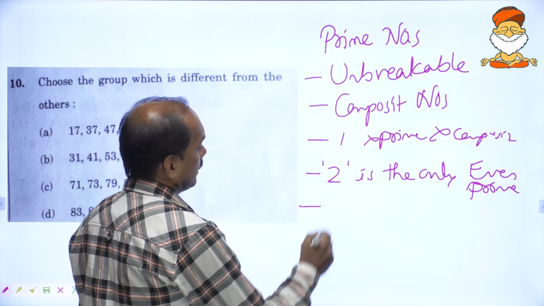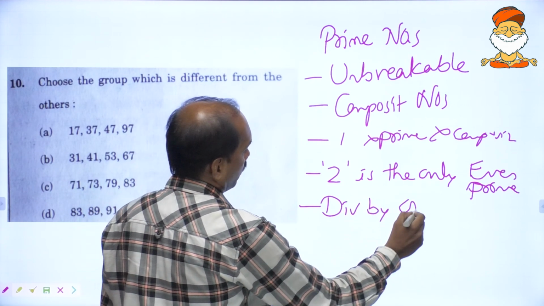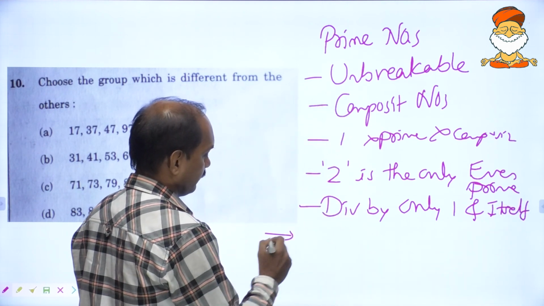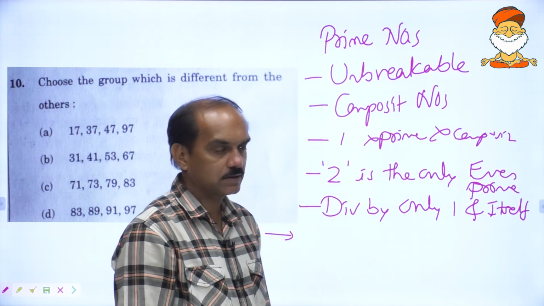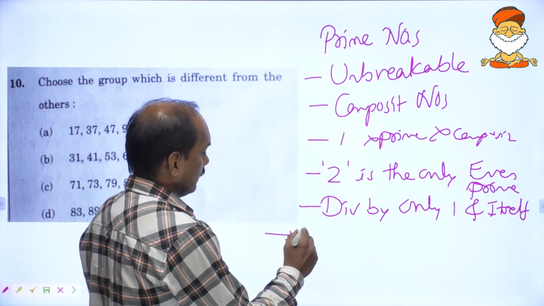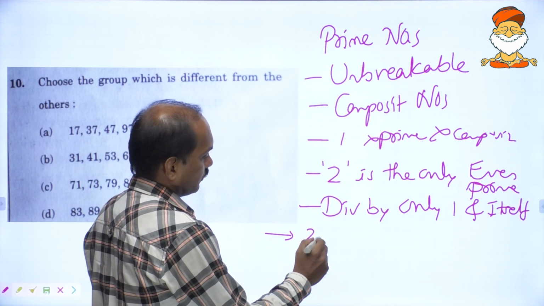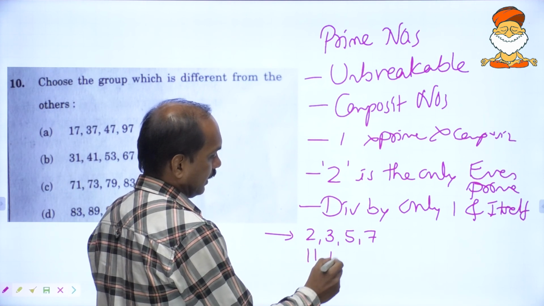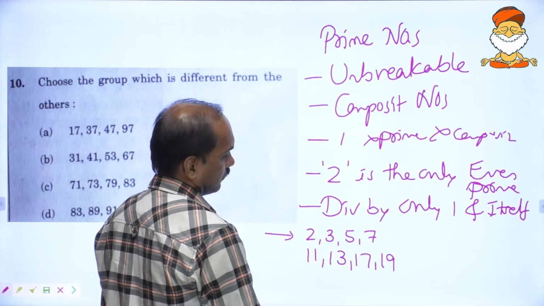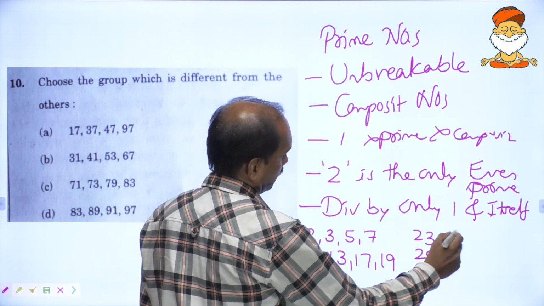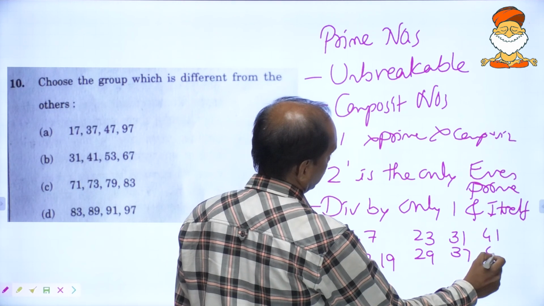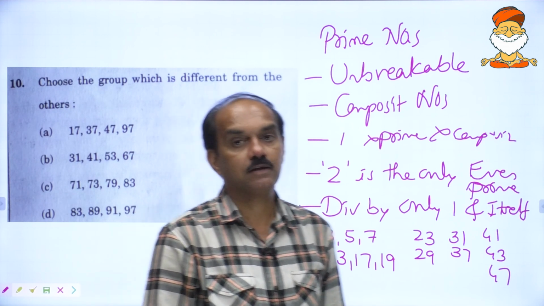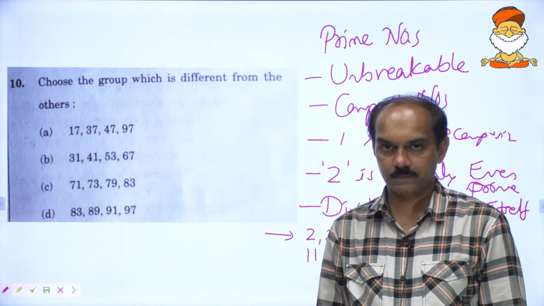What else? They are divisible by only 1 and itself. Okay, prime numbers are divisible by only 1 and itself. So prime numbers start with 2, 3, 5, 7. This is how they go. 11, 13, 17, 19, 23, 29, 31, 37, 41, 43, 47. So all these are prime numbers in the first 50 natural numbers.